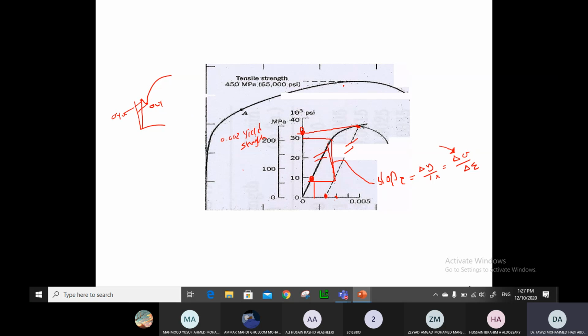Another thing that we could be asked for is the UTS, or you can say also the tensile strength. The tensile strength of the material will be the maximum stress in the material. Basically, if you look at this curve, the maximum will be somewhere there. And this point, if you read it on the curve, it will give you 450 megapascals.